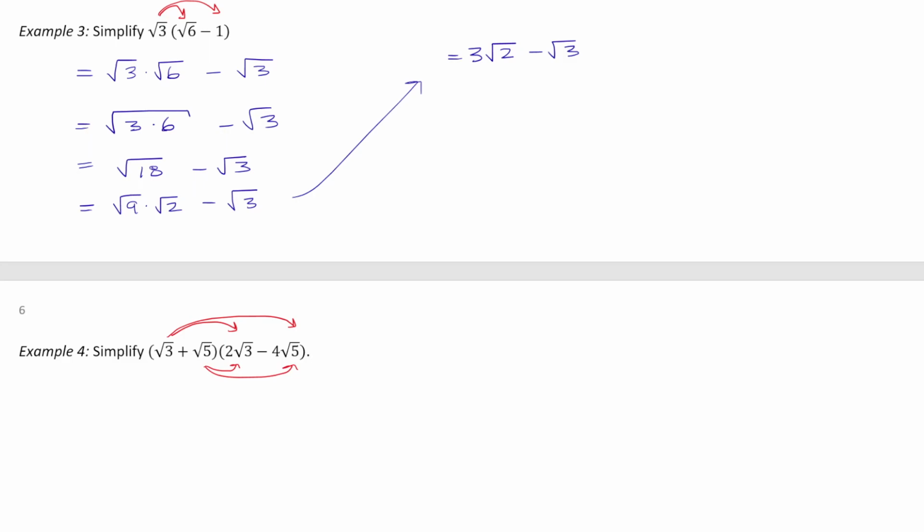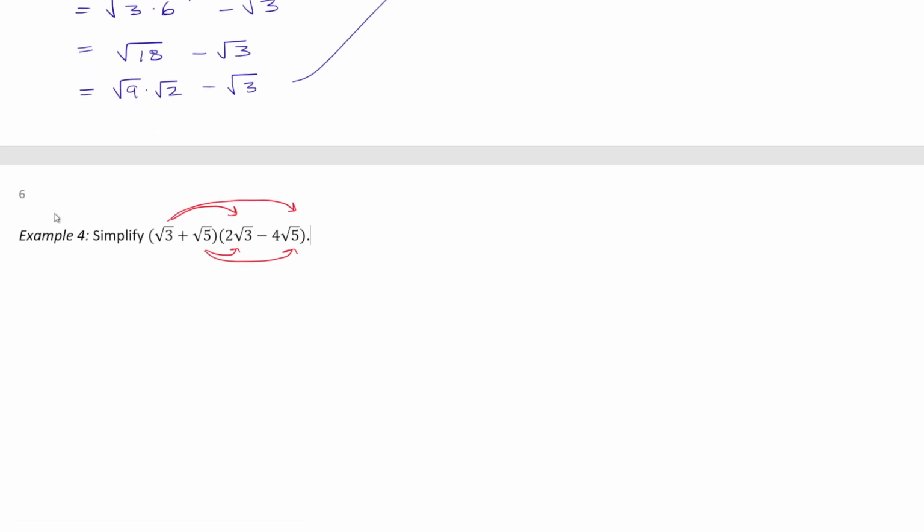So I'm going to go ahead and start multiplying these together. Okay, root 3 times 2 root 3 is the same thing as saying 2 root 3 times root 3. Remember, the order of multiplication doesn't matter. And then root 3 times negative 4 root 5 is the same thing as saying negative 4 root 3 root 5. Again, I just changed the order of multiplication because remember, the order of multiplication does not matter.